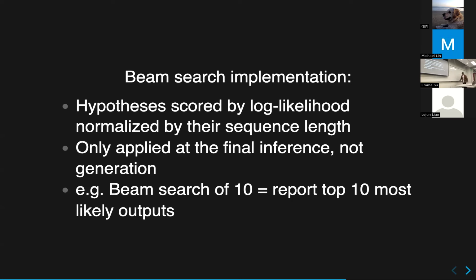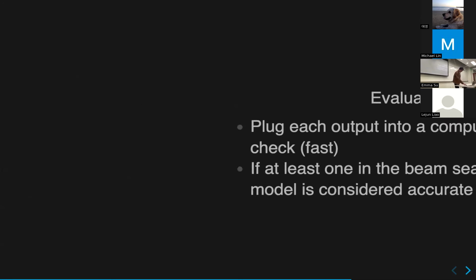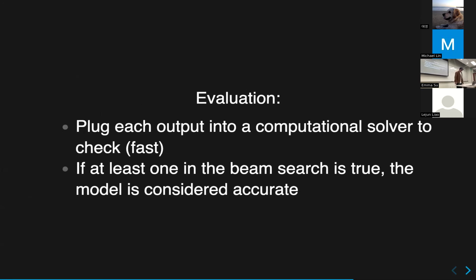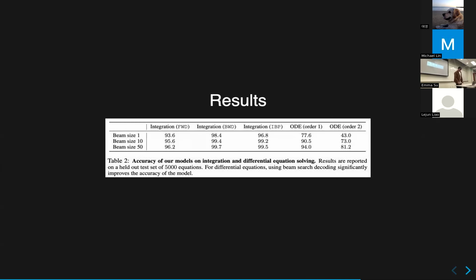So yeah, with the beam search, because you can output like the top 50 guesses, it's a lot more likely to be accurate. And then finally, to evaluate, they just plug it into a computational solver to see if their solution works. And then again, if one solution within their final, say 50 outputs is valid, then we say the whole iteration is accurate.